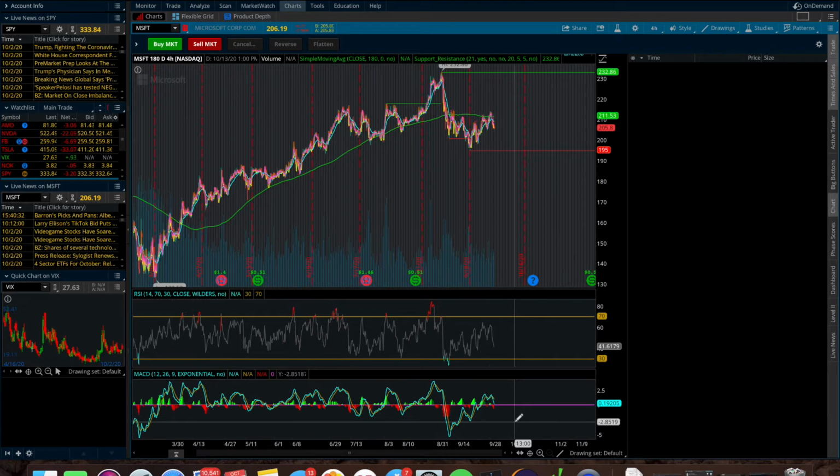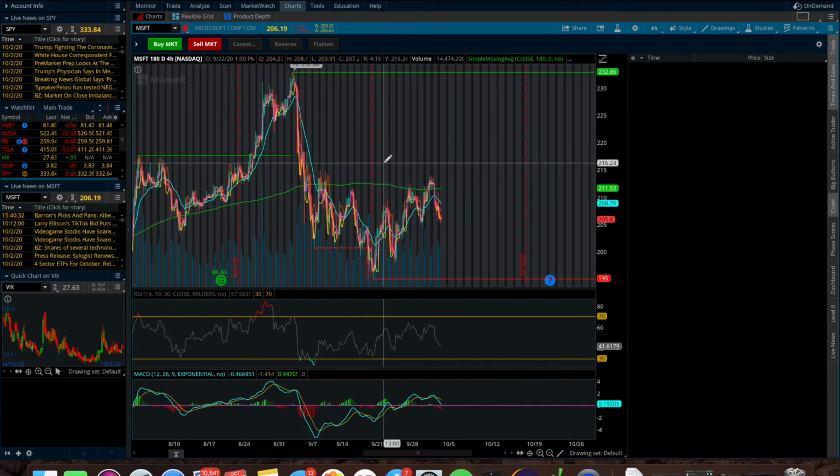So for today's example, we are looking at Microsoft. And you want to have the chart set up in a 4-hour so we can get an overall sense of where it's heading. Now we do see it making higher highs, however we did have this huge sell-off at 232, followed by 2 to 3 weeks of consolidation. So how do we make money off of this?